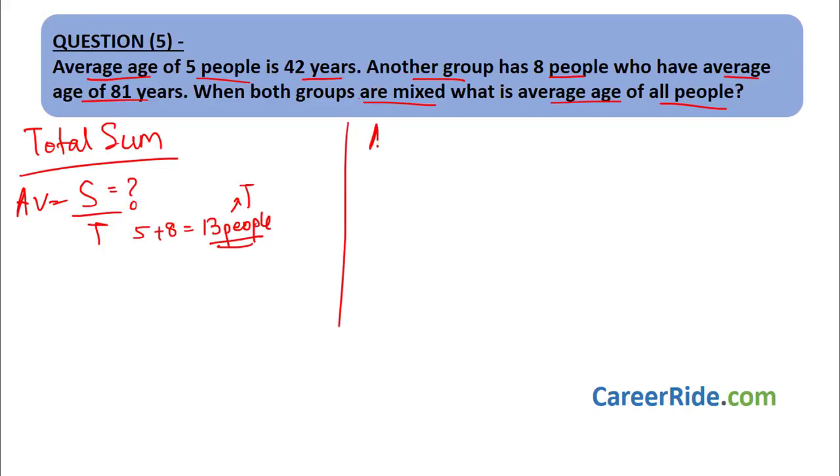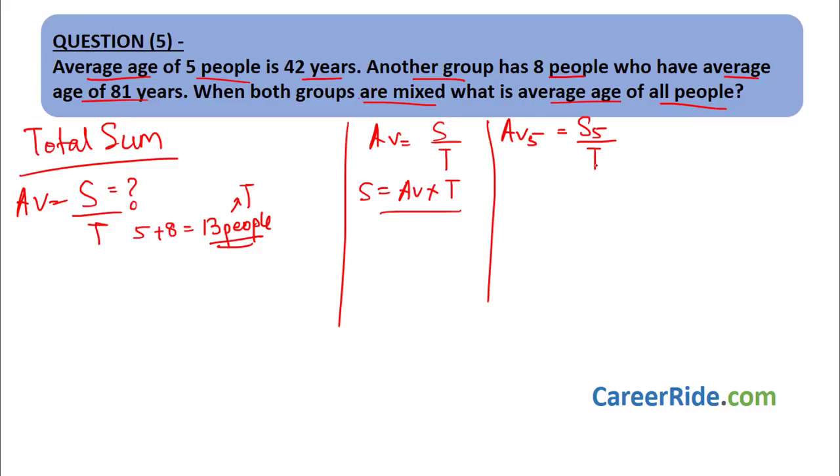We know average is sum upon total, so total sum is nothing but average into total number of observations, right? Now what they have given is that the average age of 5 people is 42 years. That is nothing but the sum of ages of all the 5 people divided by total number of people. We know the average as 42. Sum of ages of 5 people we do not know, and total number of people is 5. So the sum of the ages of these 5 people is 42 into 5, which is 210 years.